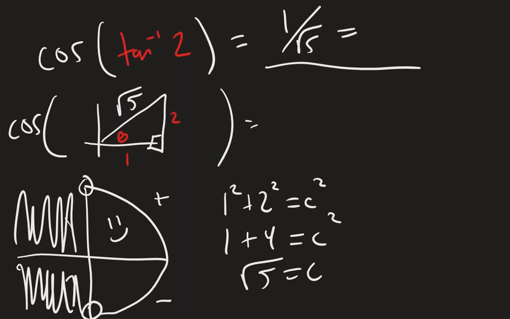And since that's not rationalized, let's just go ahead and take one extra step. Multiply the top by the square root of 5 and the bottom by the square root of 5. And we end up with square root of 5 over 5.